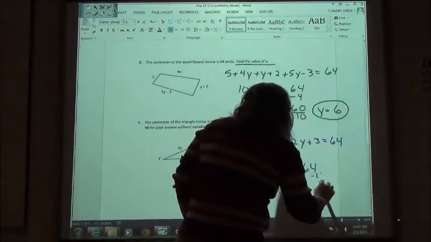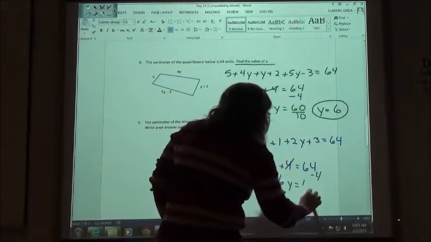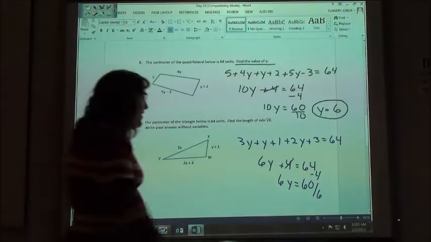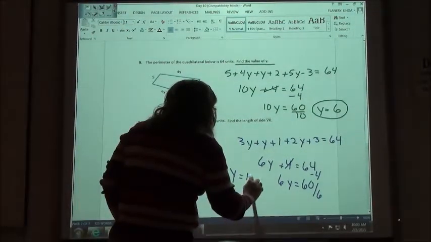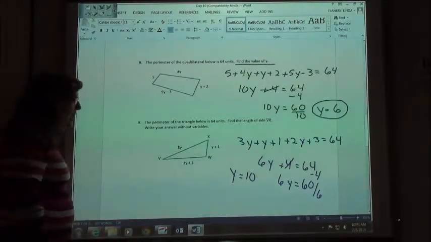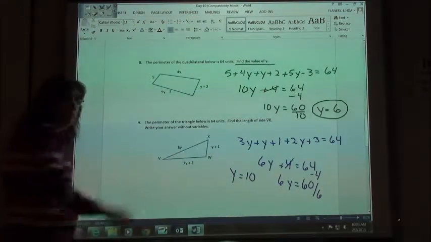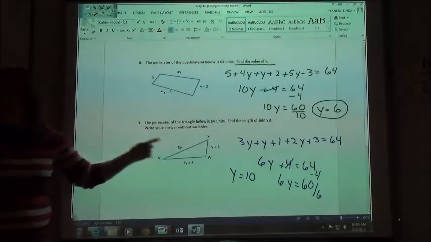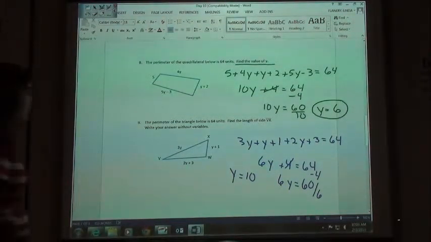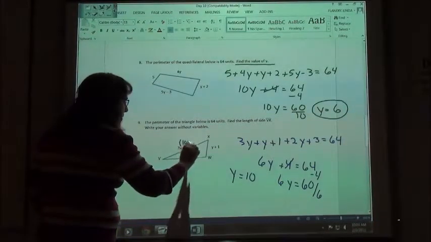We're going to subtract our 4, so 6y equals 60, and then divide by 6, and so y equals 10. Now in this one, it didn't tell us to find y, it told us to find VW, or VX, I should read the right thing, VX. So VX is this side right here, that is labeled 3y, so we're going to take 3 times 10, and our answer is going to be 30.